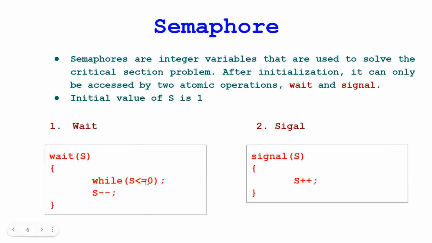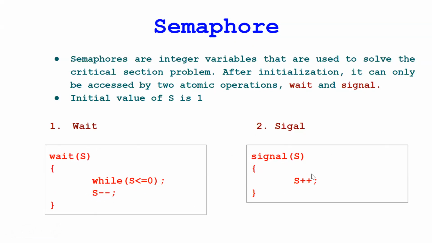This while we have written, and this while has a semicolon here. You can see here, it means at this line there is no body for that while. This is a single statement, and the s minus minus is not part of this while. So this while is an individual statement, and that s minus minus is outside of that while. So this is a wait function and this is a signal function. Wait is for the decrement and signal is for the increment.